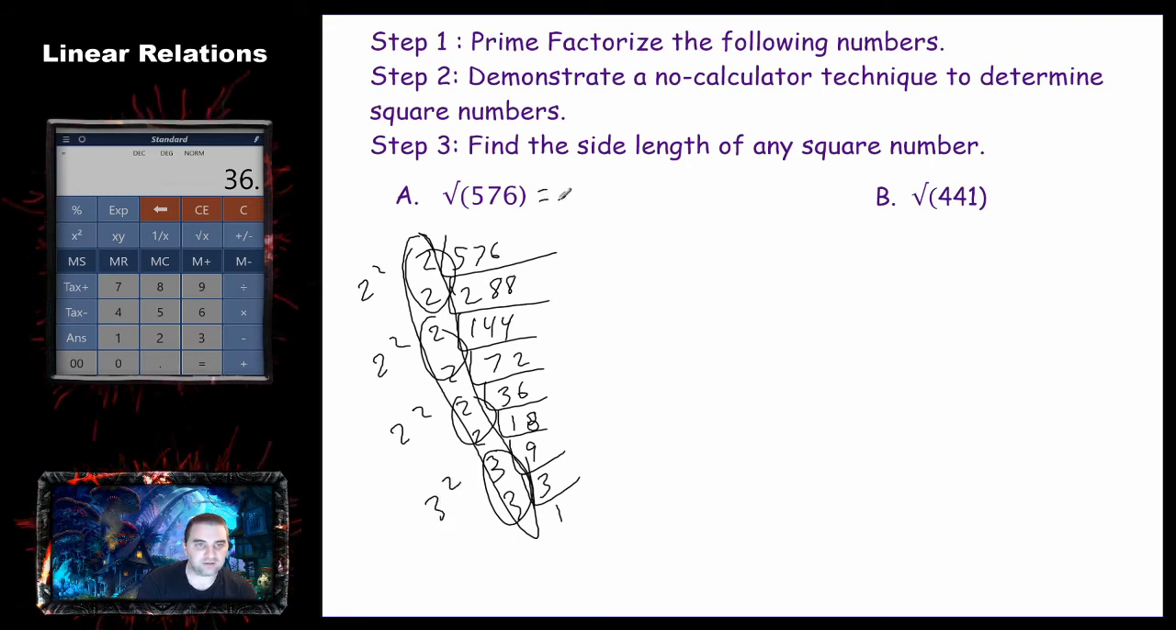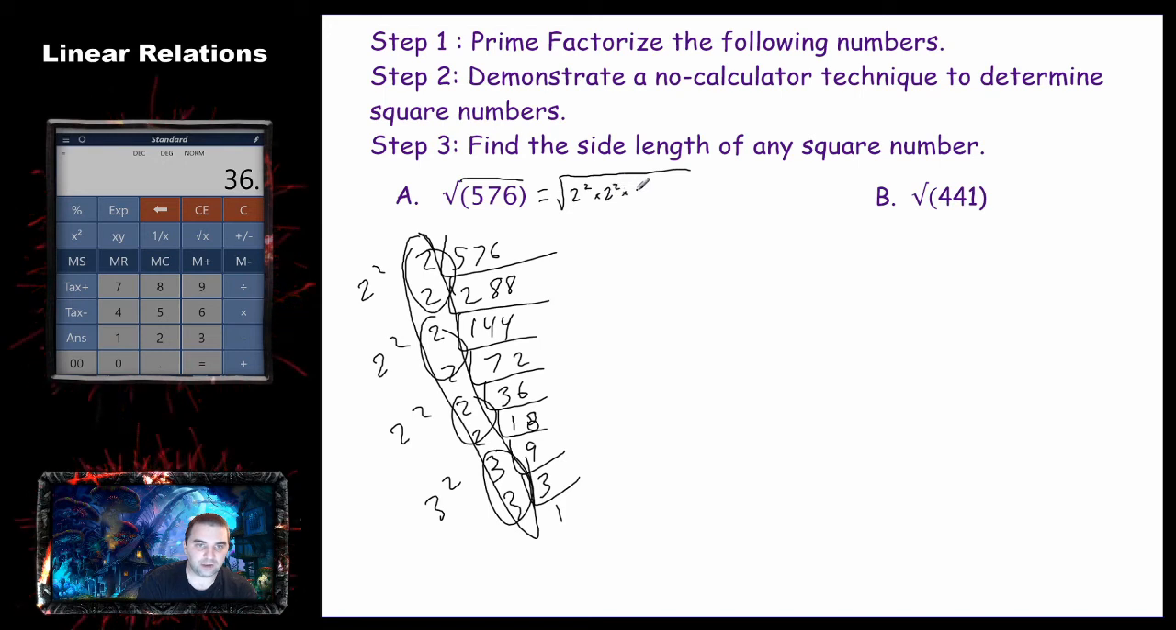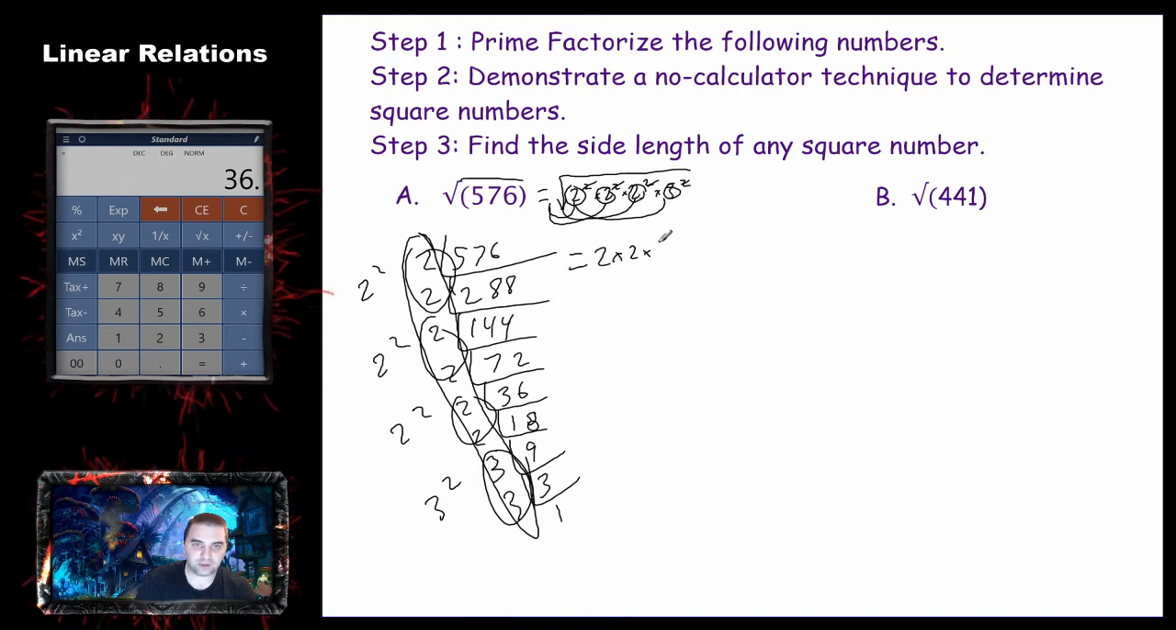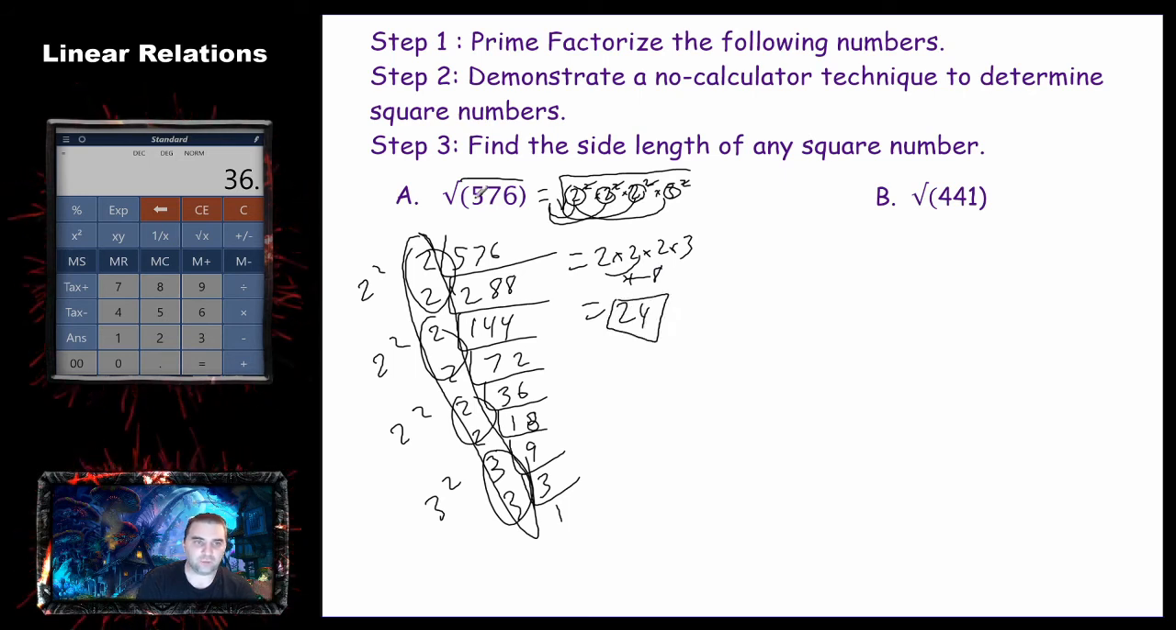So if I looked at this and I said I'm looking to do the square root, then I'm actually able to write 2 squared times 2 squared times 2 squared times 3 squared. And remember that anything with a square will cancel out, and it'll come out of the square root. So I'm left with 2 times 2 times 2 times 3, which is 2 times 2 is 4, 4 times 2 is now 8, and 8 times 3 is 24. So the square root of 576 is 24.